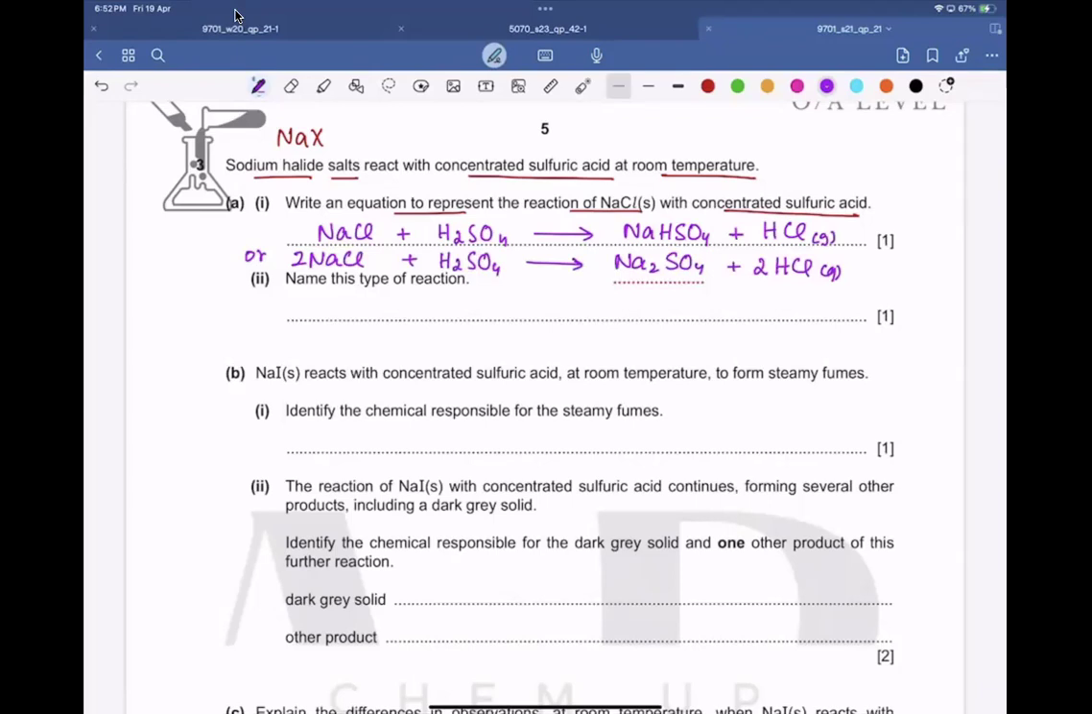Name the type of reaction. So see, a hydrogen is being displaced by a sodium, right? So it's a displacement reaction.